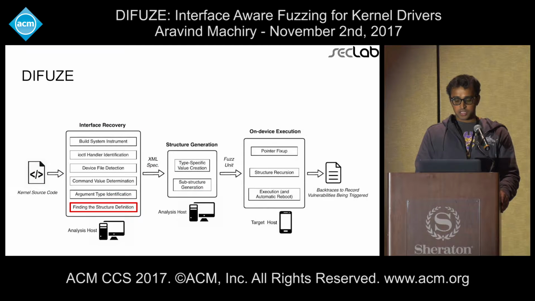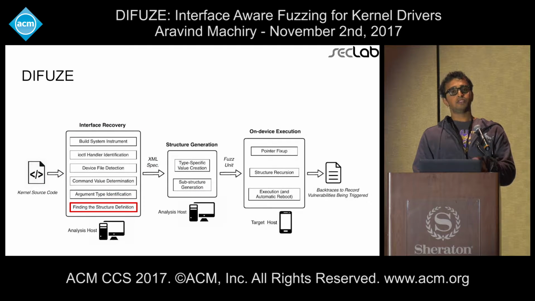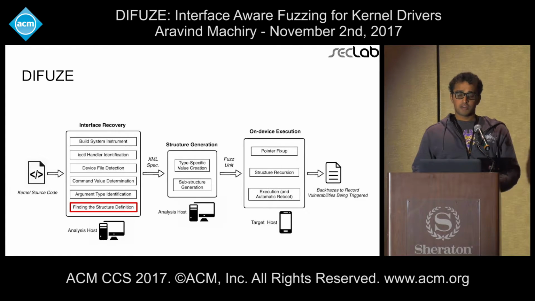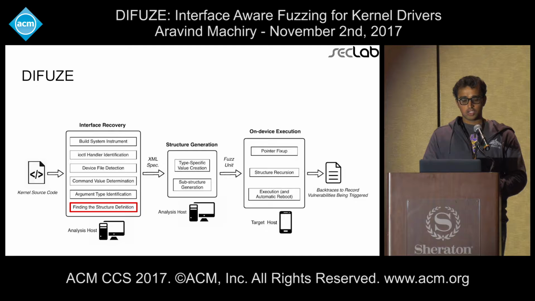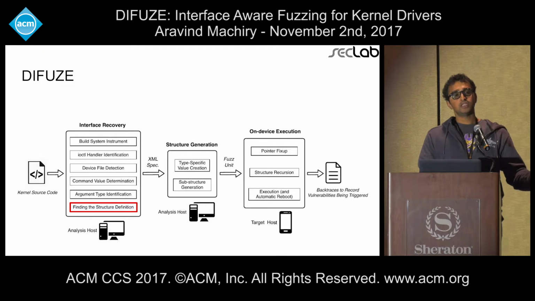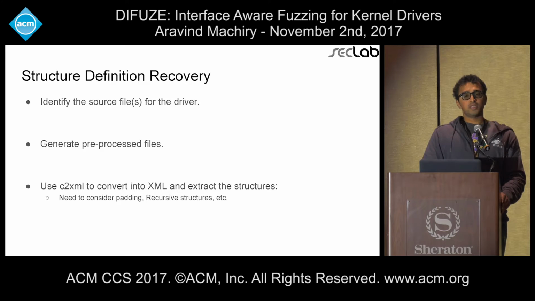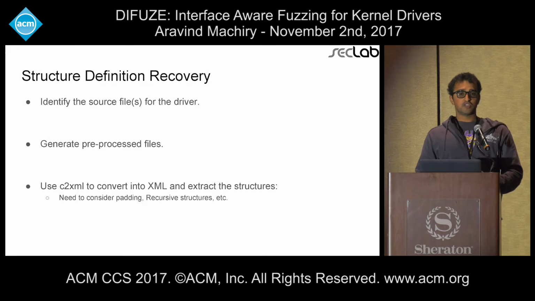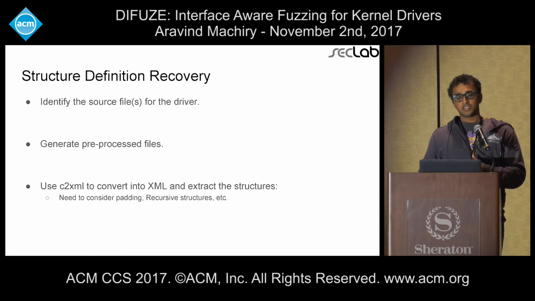Okay. Now, finding the structure definition. The previous step just identified the name of the structure. Now we need to identify the structure definition, which gives us the layout of the structure, from which we can generate the random data that we can use to fuzz. To do this, we reuse the compiler instrumentation, and using that we generate the preprocessed files, and we use C2XML to convert the corresponding structures into an XML format from which you can easily generate the random data that you want. However, there are some engineering issues that you need to take care of because of padding. C structures could be padded, so you need to handle padding and generate the structures accordingly.